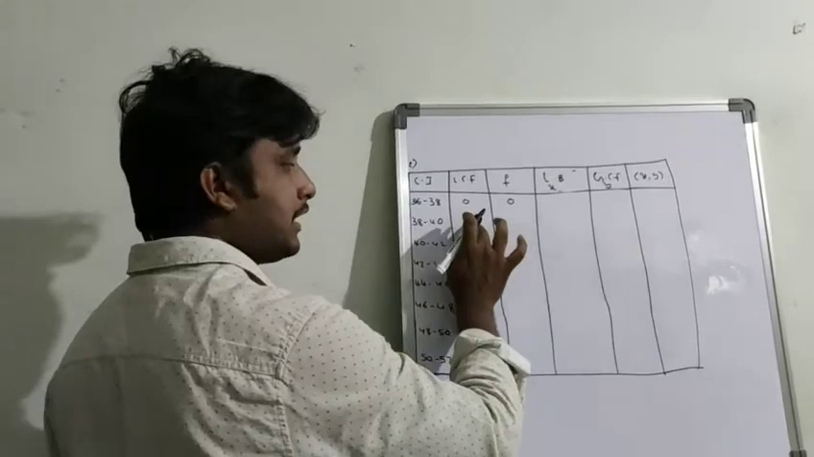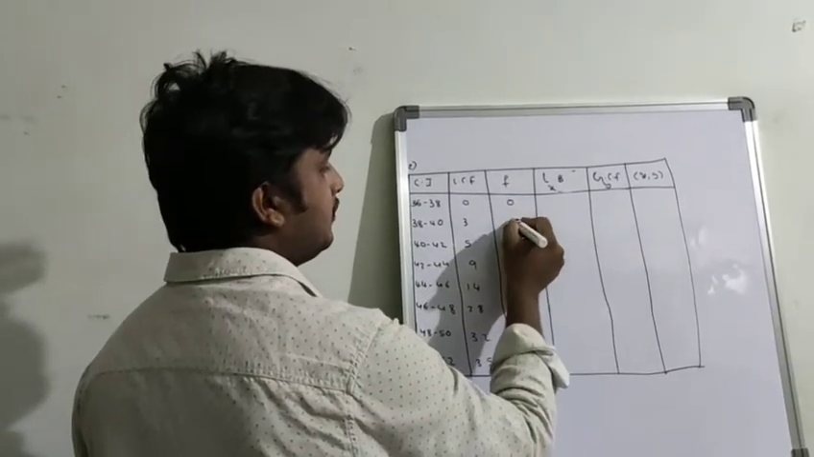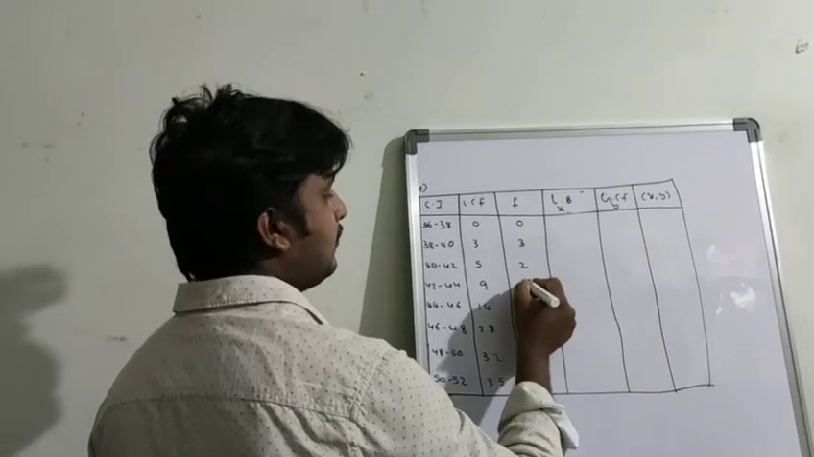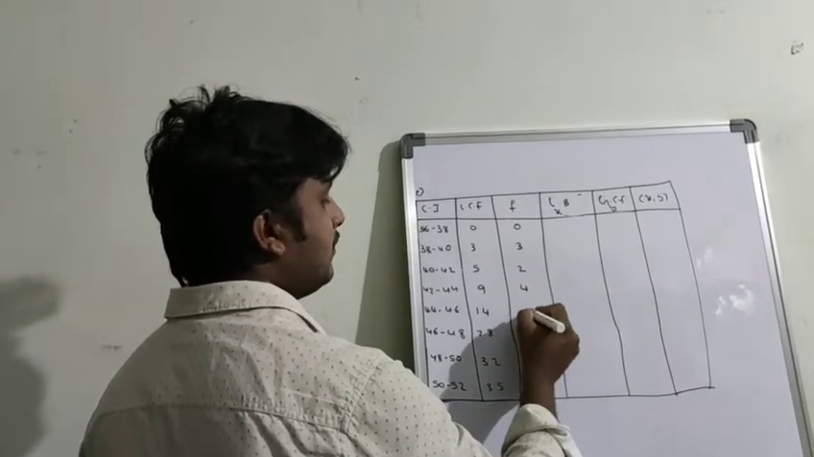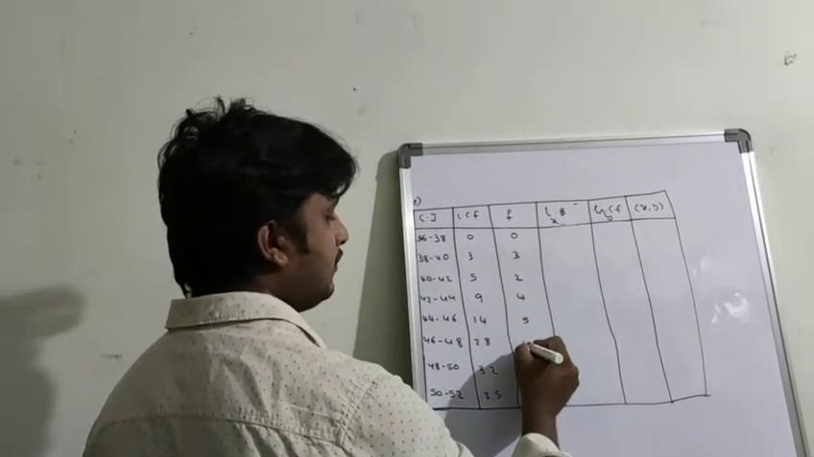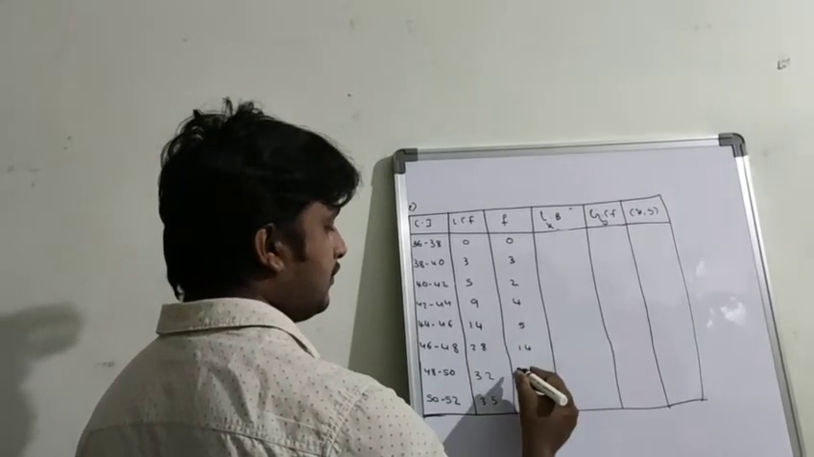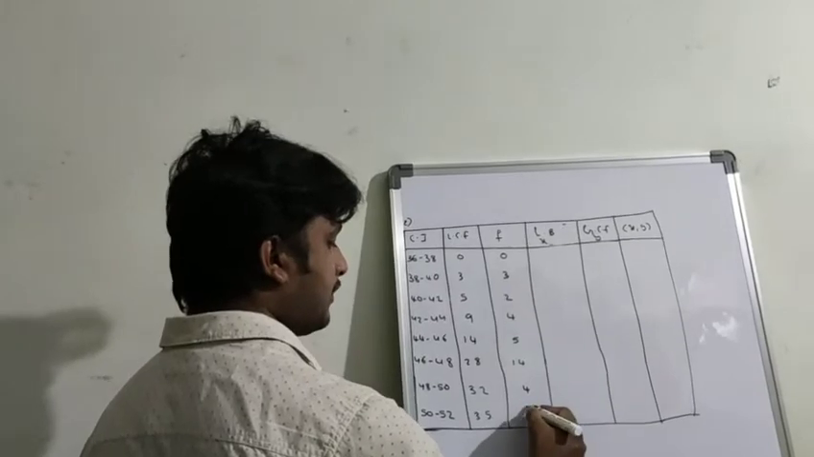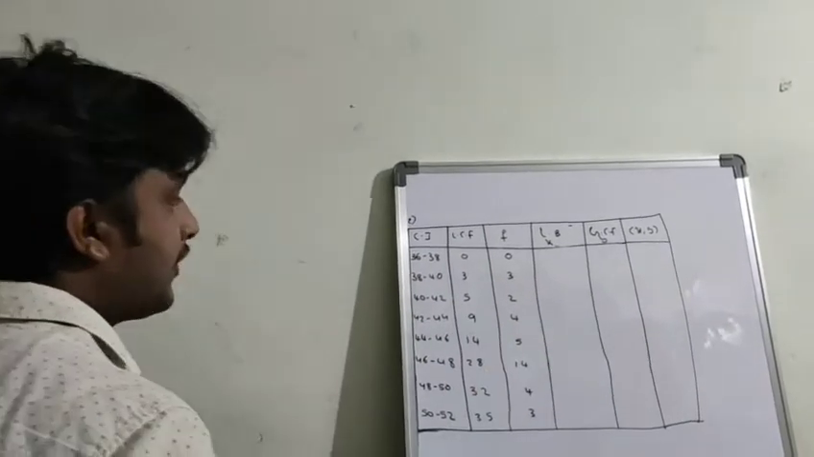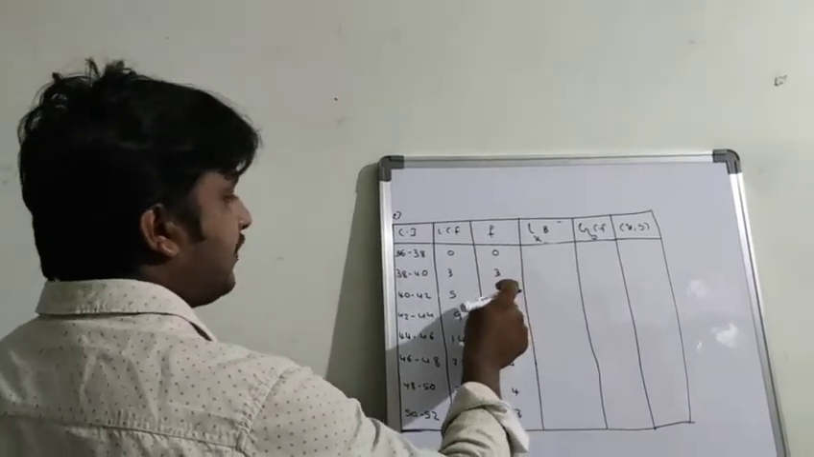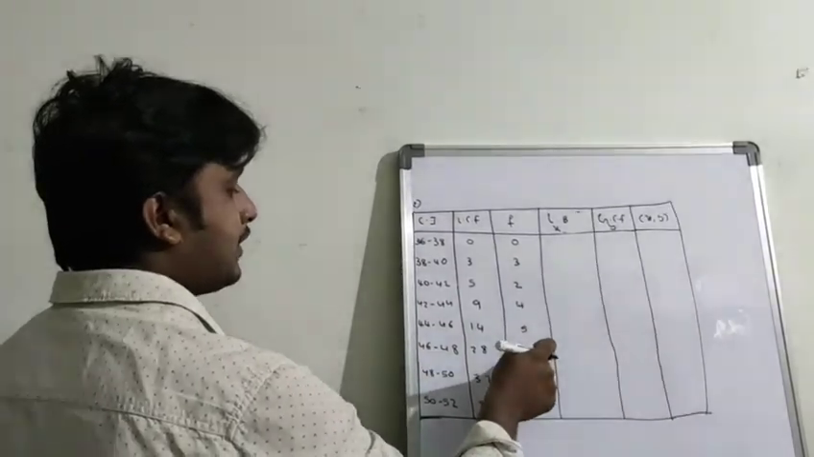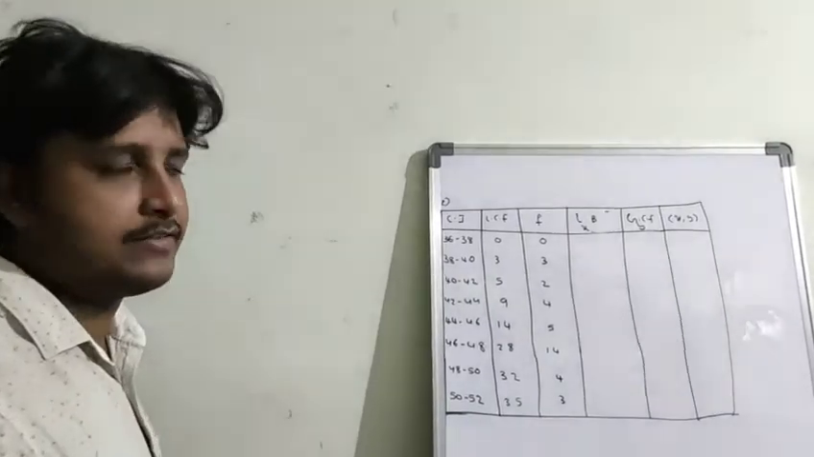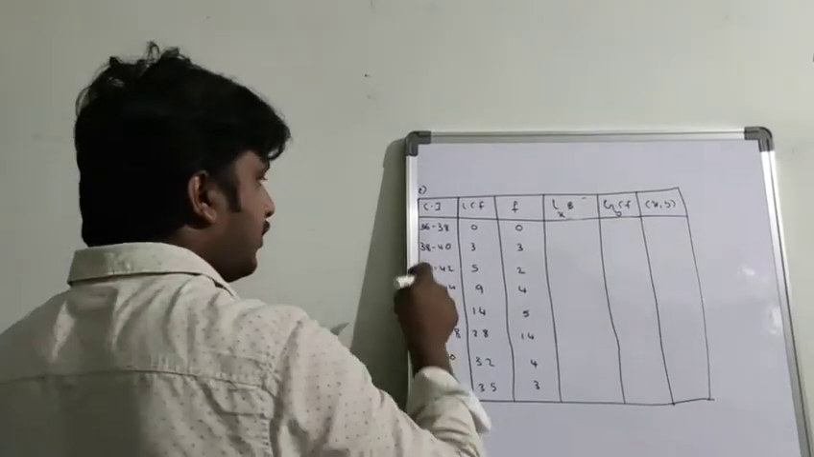Next, the second one is 3 minus 0, 3; 5 minus 3, 2; 9 minus 5, 4; 14 minus 9, 5; 28 minus 14, 14; 32 minus 28, 4; and 35 minus 32, 3. If you add them, you should get 35. Let me check: 3 plus 2, 5; plus 4, 9; plus 5, 14; plus 14, 28; plus 4, 32; plus 3, 35. Yes, you are getting it.